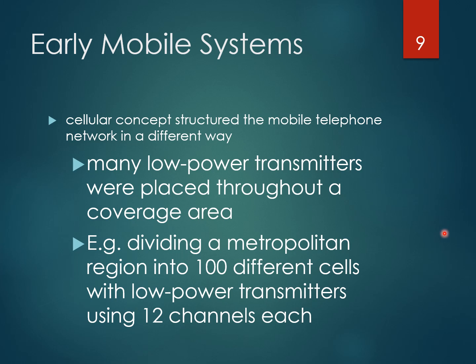In the early mobile system, the cellular concept structured the mobile telephone network in a different way. Many low power transmitters were placed throughout a coverage area. For one area, instead of one high power transmitter, they will not fix one for each and every area. Low power transmitters were fixed in different areas, dividing a metropolitan region into 100 different cells. For example, if you are taking Chennai, it has different cellular regions. For each and every region, you will fix low power transmitters, and each low power transmitter shares 12 channels each.